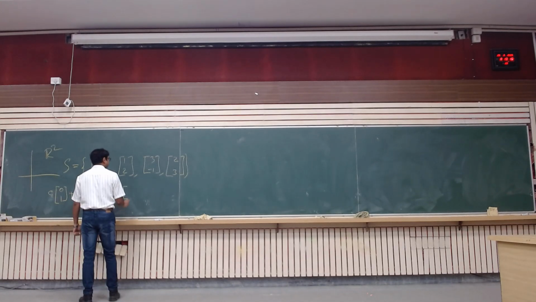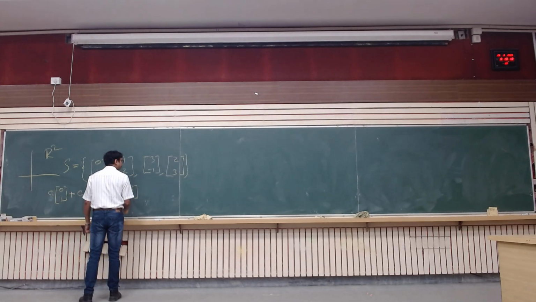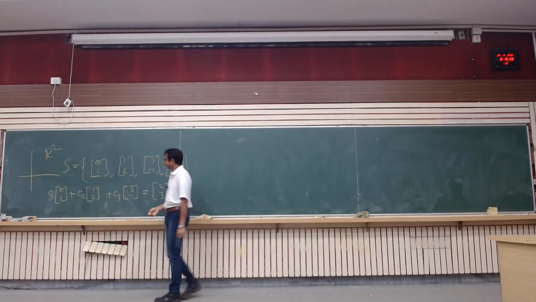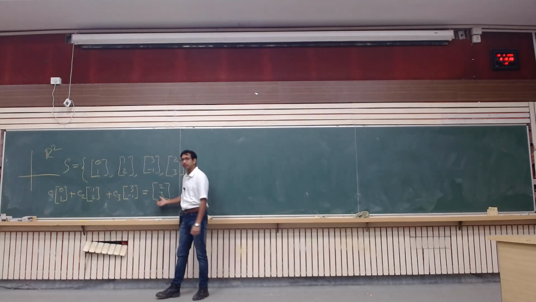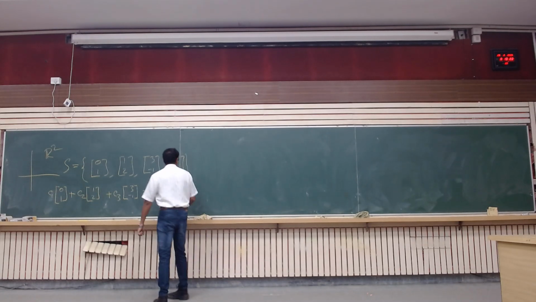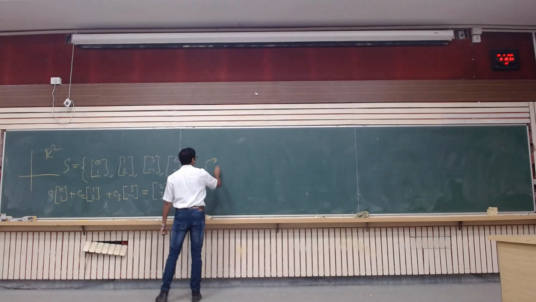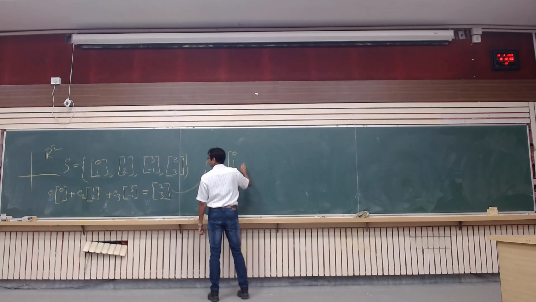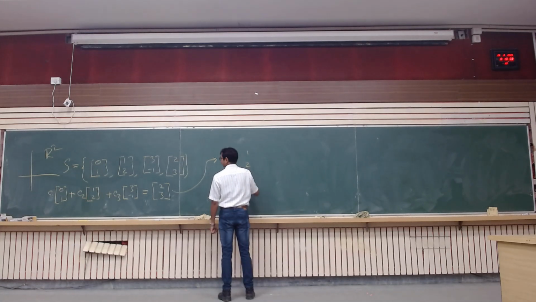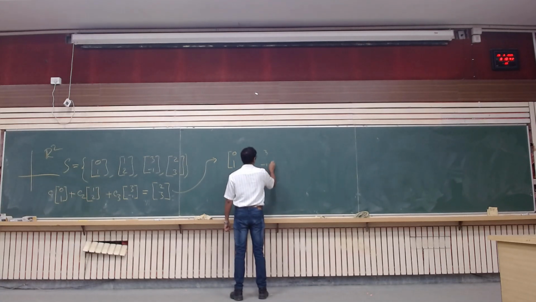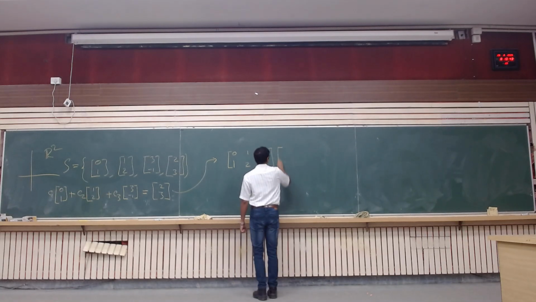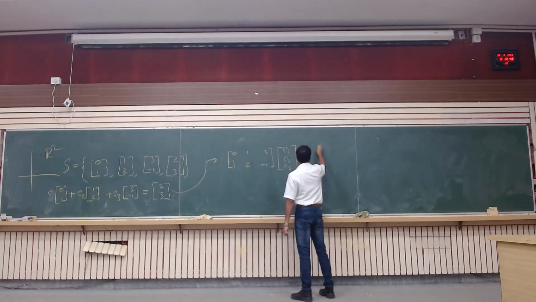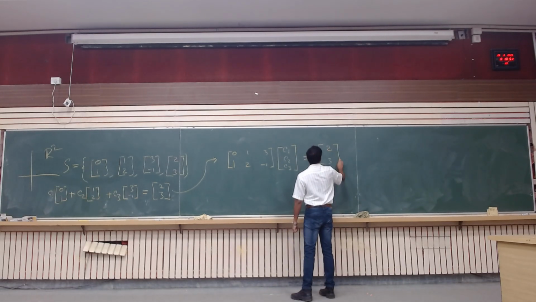Plus C3 times (3, -1), and we are looking for such relations, whether some linear combination of these is giving this or not. So we would write this in this form. This is the matrix with columns (0, 1), (1, 2), (3, -1), times the vector C1, C2, C3, and this is giving you (2, 3).